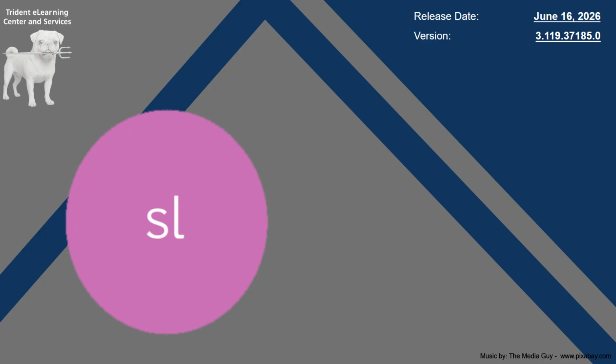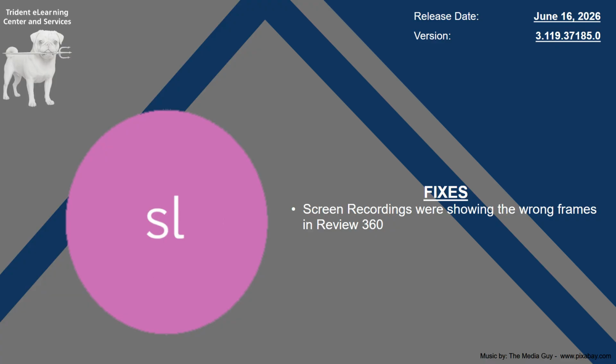Yesterday, Tuesday, June 16th, 2026, Articulate released version 3.119.37185.0, and this update contains just two bug fixes. The first corrected an issue where screen recordings displayed the wrong frames when viewed in Review 360. The second addressed a problem where a video on a slide's base layer would continue playing even when a pause timeline of base layer trigger was enabled.